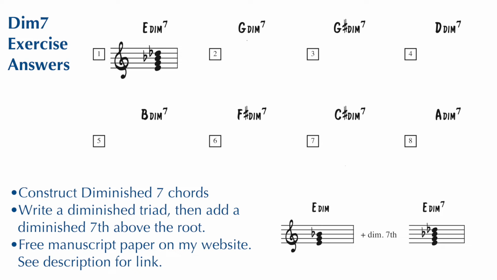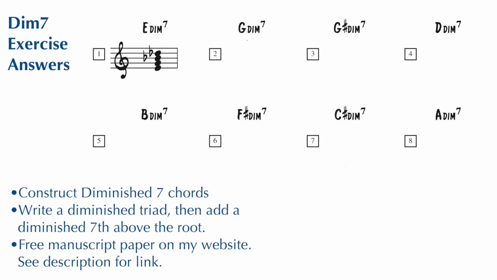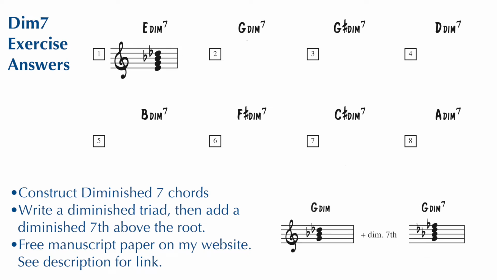E diminished 7. Number 2, G diminished 7. First, construct a G diminished triad. That's going to be G, B flat, and D flat. Then we add a diminished 7 above the root. The root is G. A minor 7th above G is F, so a diminished 7 is going to be F flat. Stack them all up, you have G, B flat, D flat, F flat, G diminished 7.